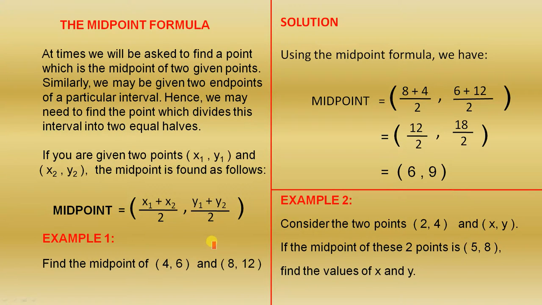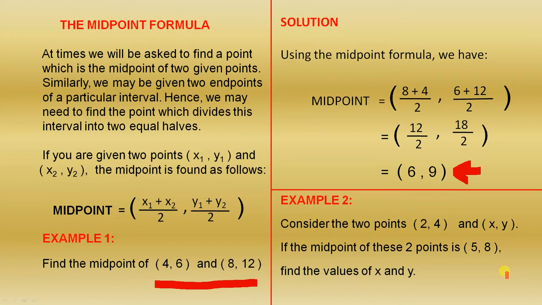Example 1. Find the midpoint of 4, 6 and 8, 12. So using the midpoint formula, we add the two x values together and divide by 2. So we add the 8 and the 4 together, divide by 2. Then we add the two y values together, that is the 6 and the 12, and divide by 2. So that's 12 over 2 is the x coordinate, 18 over 2 is the y coordinate, so the midpoint is 6, 9. So 6, 9 is the midpoint of those 2 points.